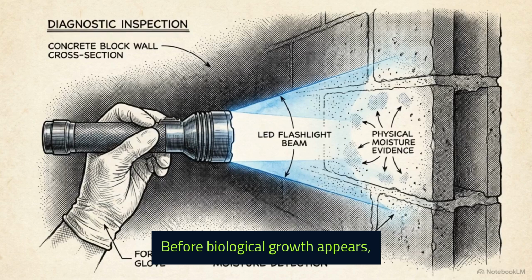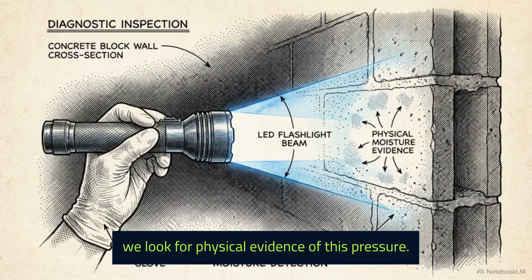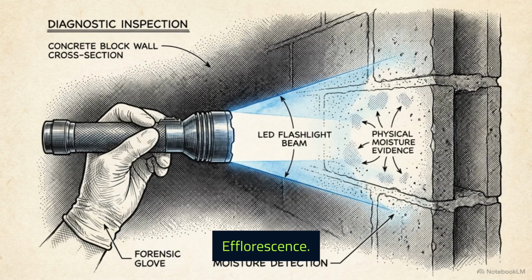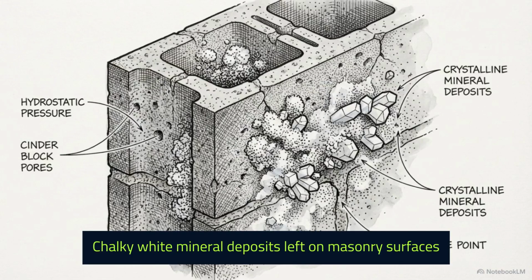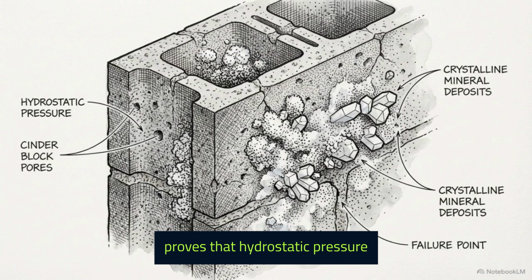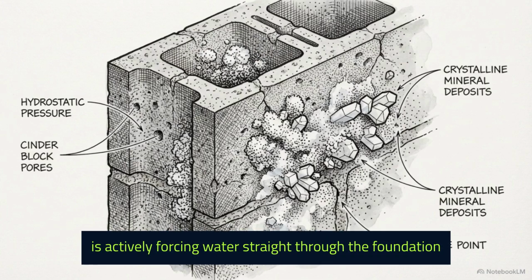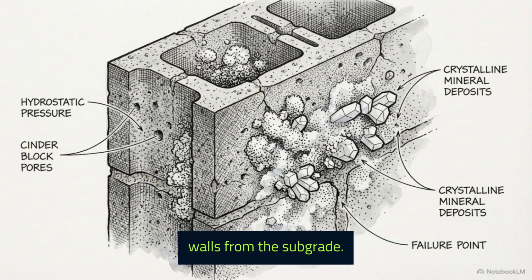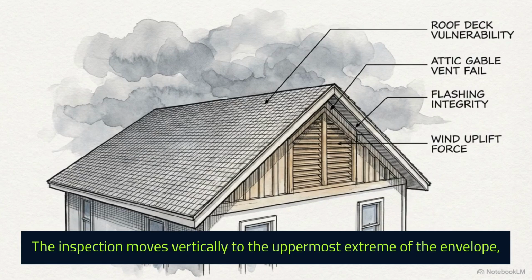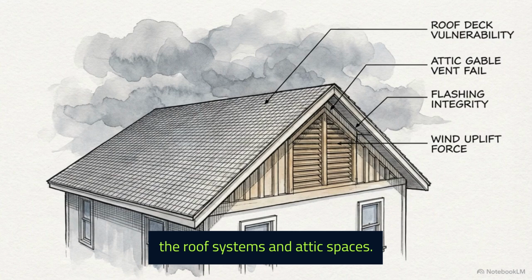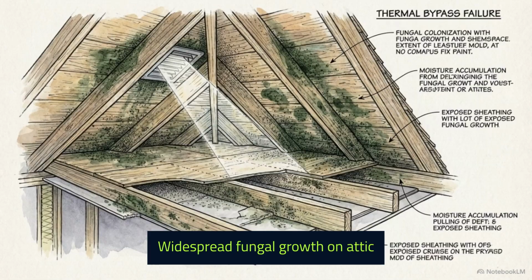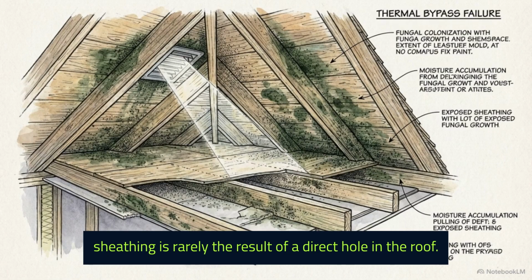Before biological growth appears, we look for physical evidence of this pressure. Efflorescence, chalky white mineral deposits left on masonry surfaces, proves that hydrostatic pressure is actively forcing water straight through the foundation walls. From the subgrade, the inspection moves vertically to the uppermost extreme of the envelope, the roof systems and attic spaces. Widespread fungal growth on attic sheathing is rarely the result of a direct hole in the roof.